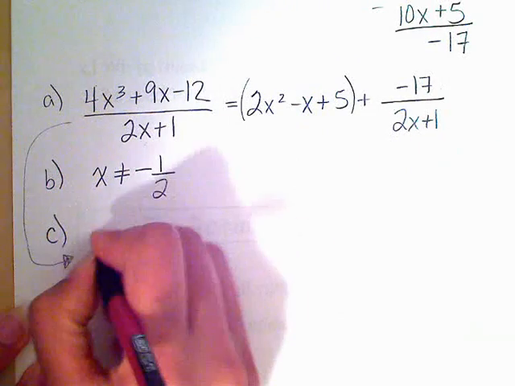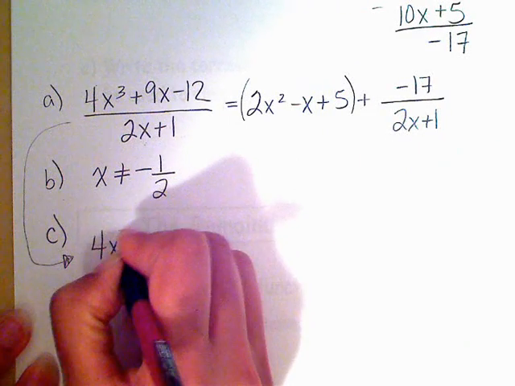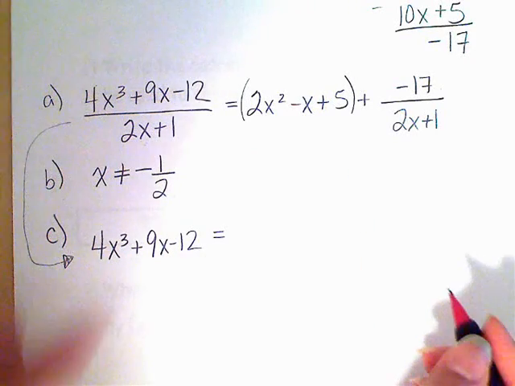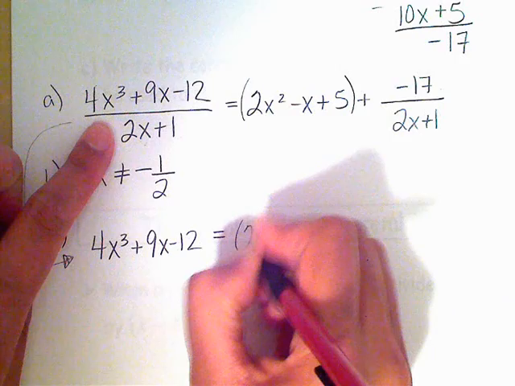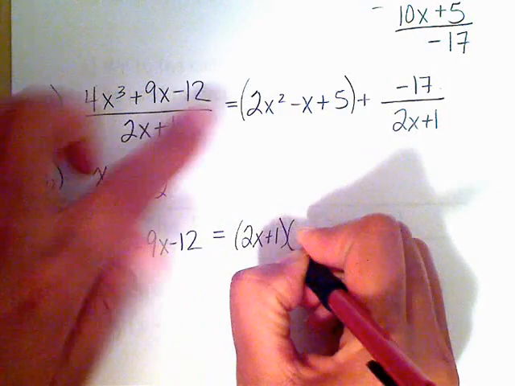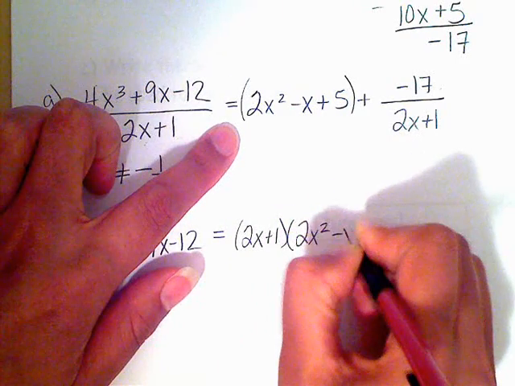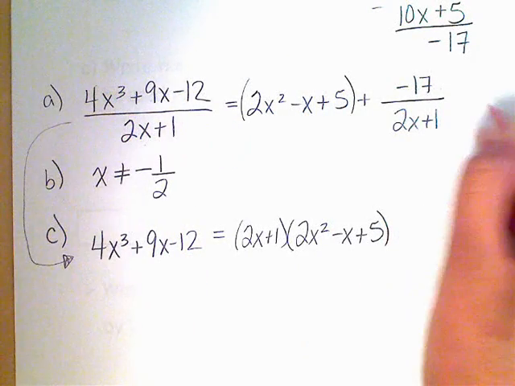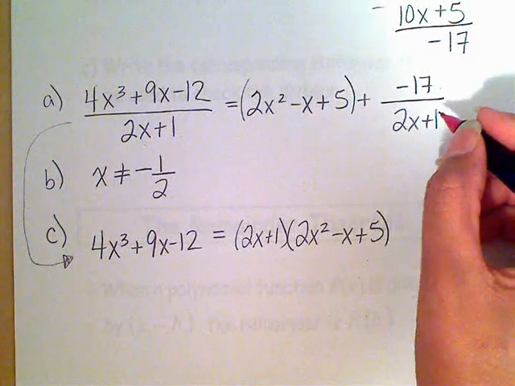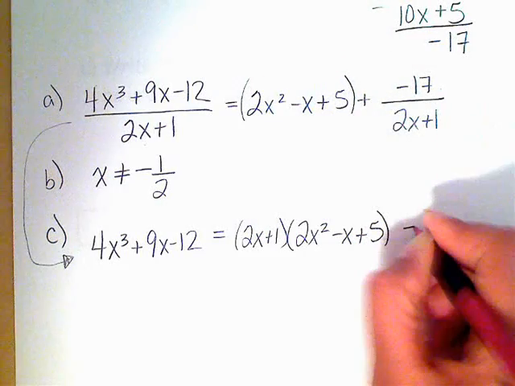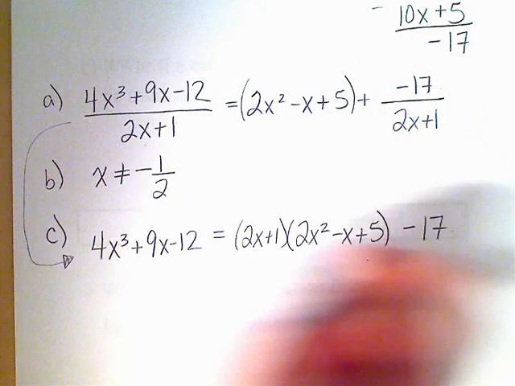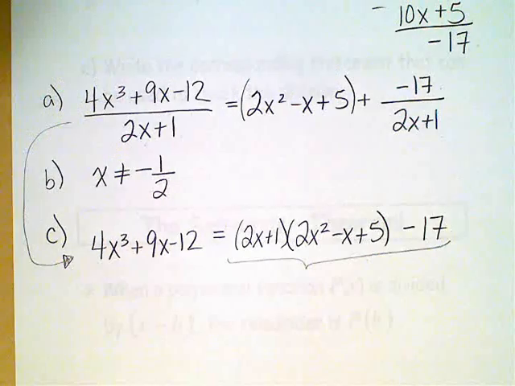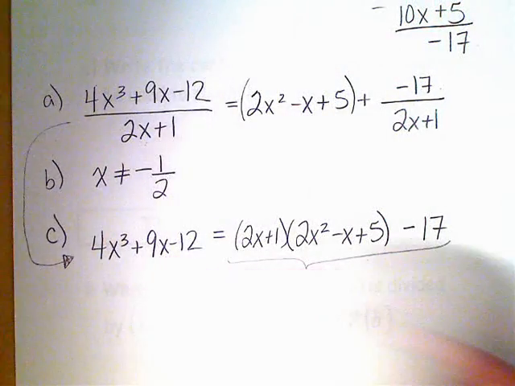So what I end up with on the left hand side is 4x cubed plus 9x minus 12, which is my original polynomial. On the right hand side I have the divisor, which is 2x plus 1, multiplying with the quotient, which is 2x squared minus x plus 5. And then finally, when I multiply the last term here by 2x plus 1, all I'm left with is a remainder, which is minus 17. So what this means is I should be able to expand and simplify that expression, and that should give me the polynomial that I started with. And I'm going to do that just to show you what would happen.